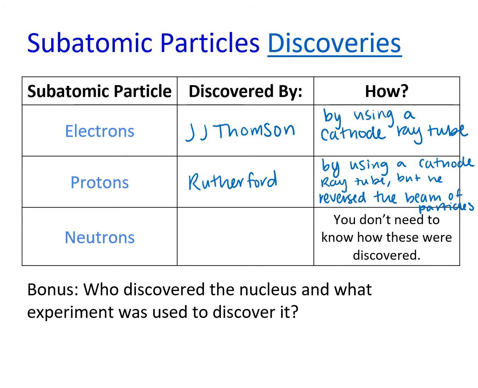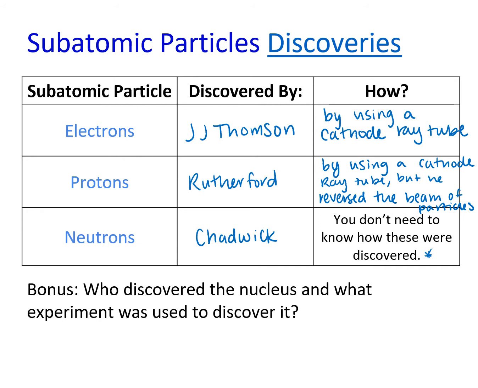The last subatomic particle was discovered by a student of Ernest Rutherford's. His name was James Chadwick. And James Chadwick discovered the neutron through a series of experiments with a beryllium atom, but that experiment is a little bit higher than what we need to know for this class, so you don't need to know how the neutrons were discovered, just who discovered them.